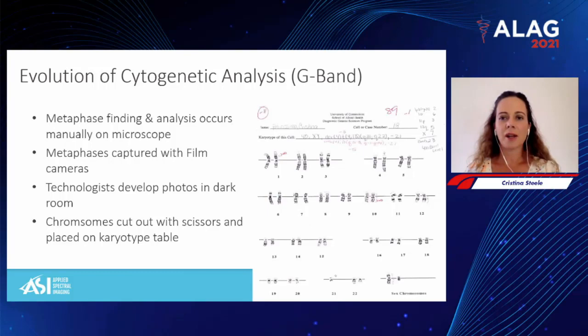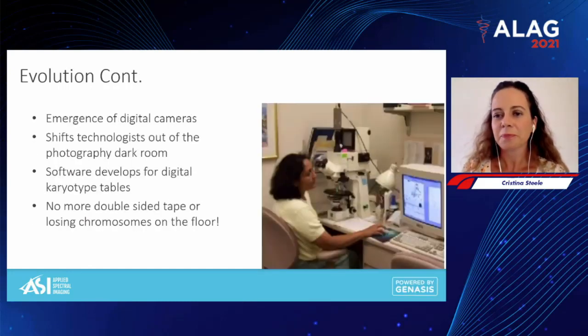I never did the photograph development, but I did learn cutting out chromosomes and placing them on a karyotype table. These are one of my early karyotype tables from when I was at the University of Connecticut, learning my chromosomes and ISCN and how to determine the band levels. And this technique was very time consuming. You would have to print out several metaphase photographs to meet the needs of overlapping chromosomes, and inevitably I would lose a chromosome in my hair and it'd be stuck there because I just have a lot of hair.